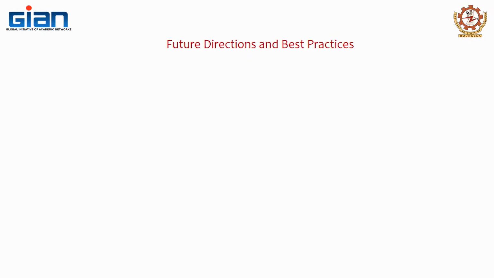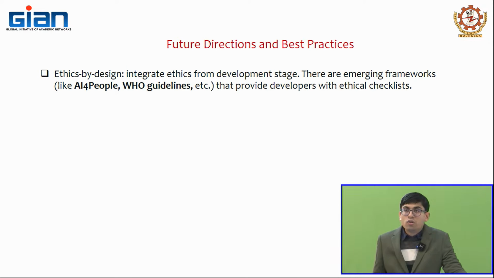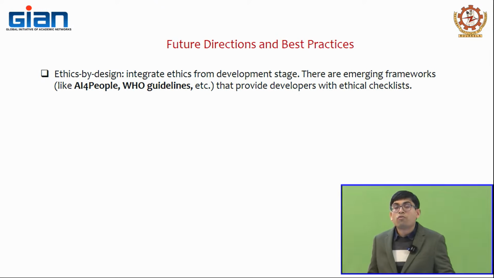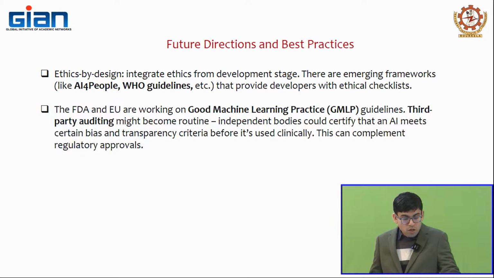So then what are the future directions, and what should be the best practices? These models should be ethical by design. We should start integrating ethics from the development stage itself. There are a lot of emerging frameworks like AI for People. You also have a lot of WHO guidelines which provide developers with ethical checklists. The FDA and EU are working on good machine learning practice guidelines.